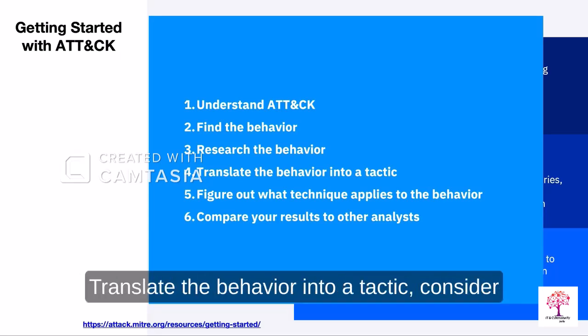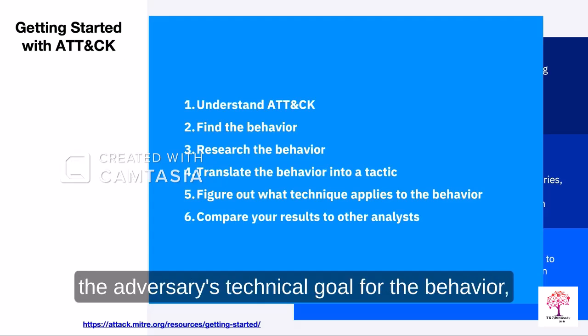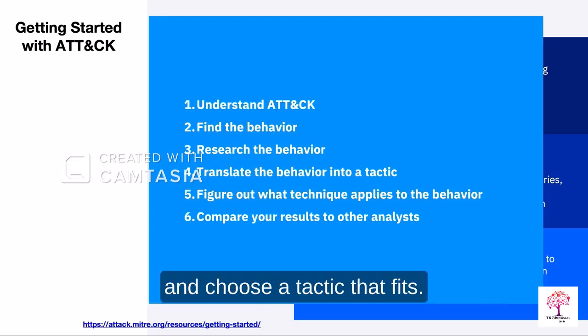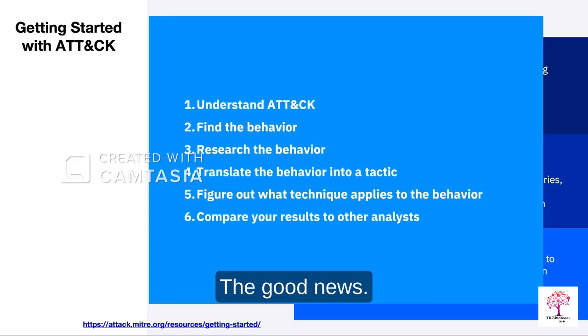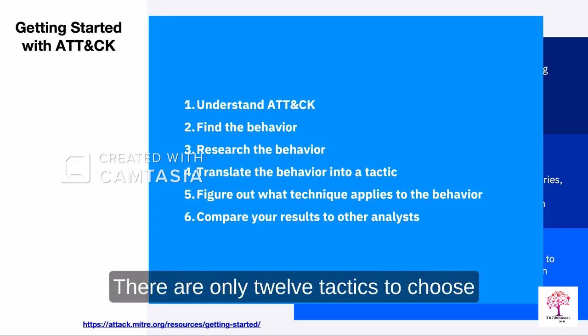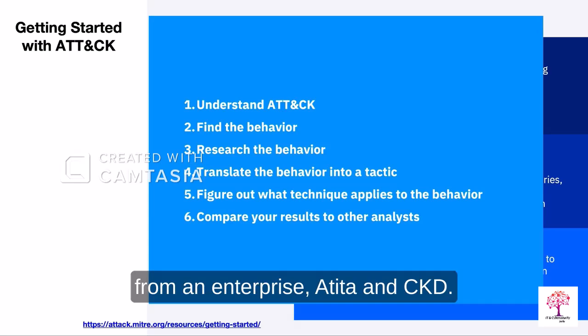Translate the behavior into a tactic. Consider the adversary's technical goal for the behavior and choose a tactic that fits. The good news? There are only 12 tactics to choose from in Enterprise ATT&CK.